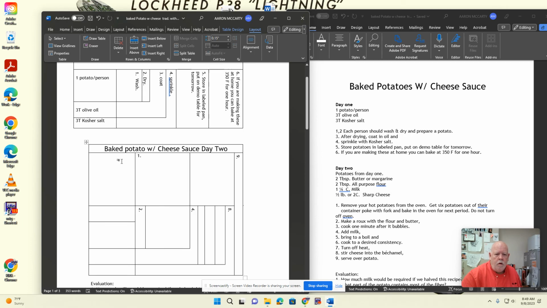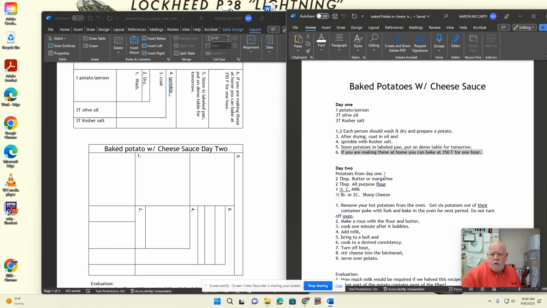Again, we have a single unbroken line separating your ingredients from your procedure. There's no zig, there's no zag, it's one solid line. I have 1, 2, 3, 4, 5 ingredients. So let's put those in there.